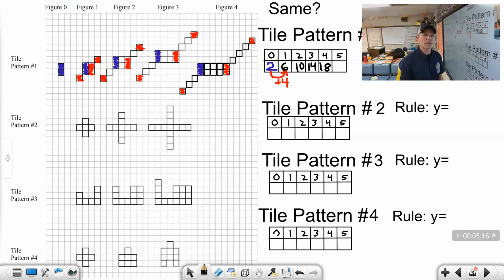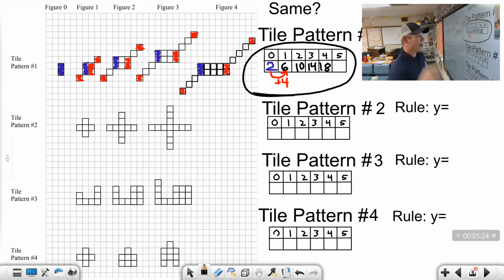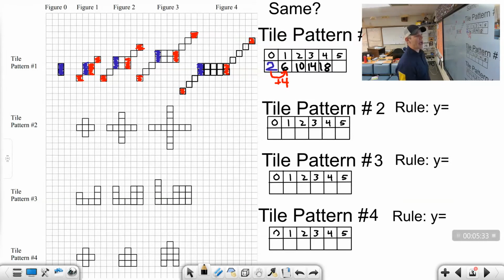When you are done with those tile patterns, you should create your table like this, and it should be color-coded like this, because I want you to focus on the growth. Now, one of the last steps, I want you to notice that it wants you to write the rule. The rule is always y equals blank x plus blank. Later on we'll get into minuses, but for right now we're just going to assume it's going to be positive.